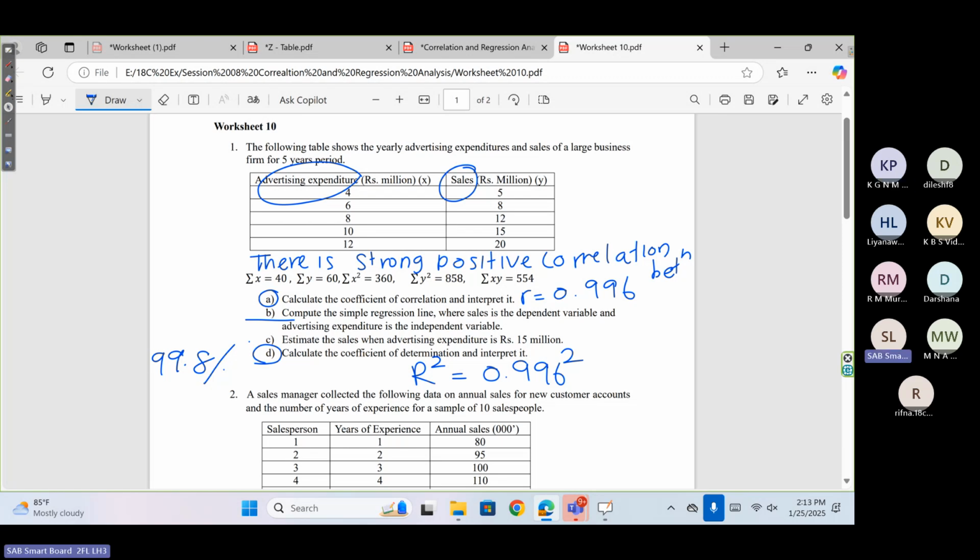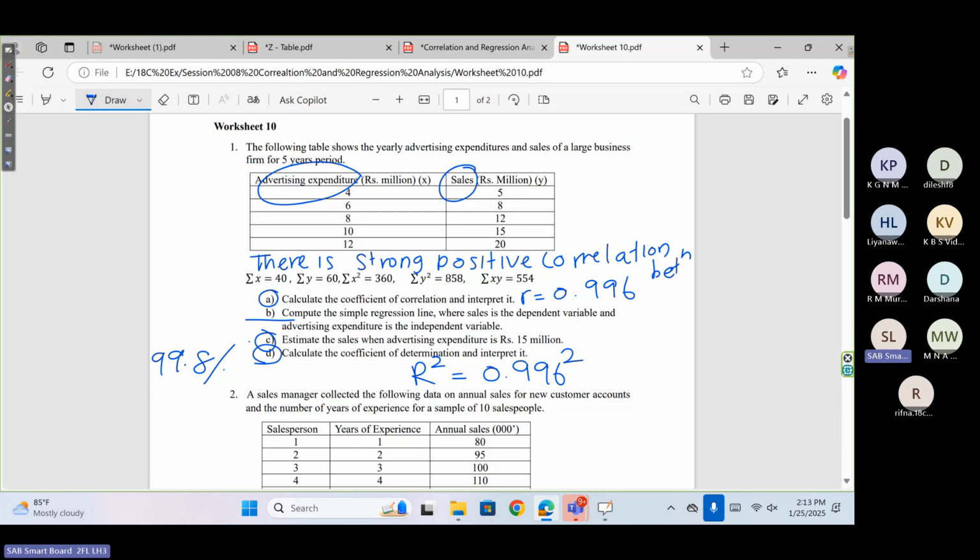And then how do we interpret it? It means 99.8% of sales is explained by the advertising expenditure. In this question, the model is very high. At 99.8%, it is very close to one. Then we can say 99.8% of sales revenue is explained by the advertising expenditure. Clear?